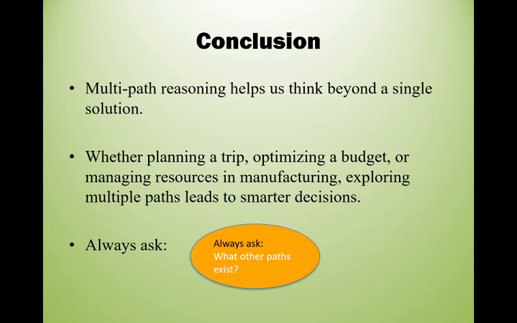So we come to the conclusion that multi-path reasoning helps us to think beyond a single solution, whether it's planning a trip, optimizing a budget, or managing resources in a manufacturing company. Exploring multiple paths leads to smarter decisions. So you should always ask what other plans exist, or what other paths exist, which give us more accurate results.